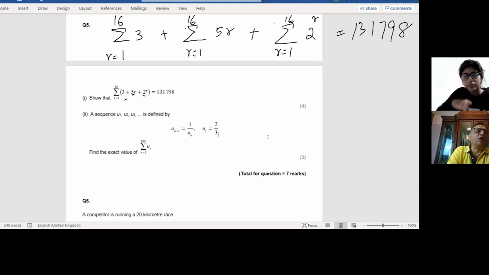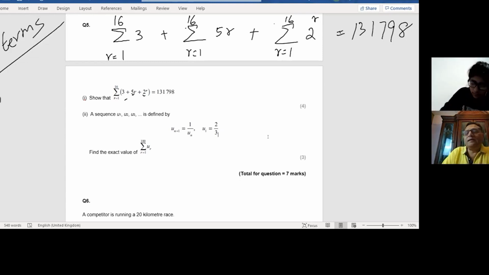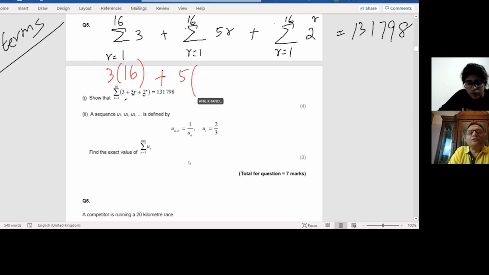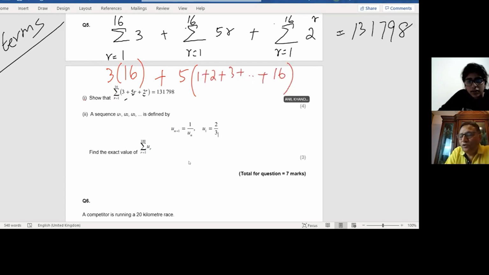So 1 to 16 means what? There are 16 terms, right? So if I add 3, 16 times, what do I get? I get 3 times 16, so 48. Plus, now this is a series where we could write this as 5 times, r is 1 plus 2 plus 3, and so on till 16. You add 5 times 1, 5 times 2, 5 times 3, till 5 times 16. If I take 5 common, then it is like adding the numbers 1 to 16, correct?